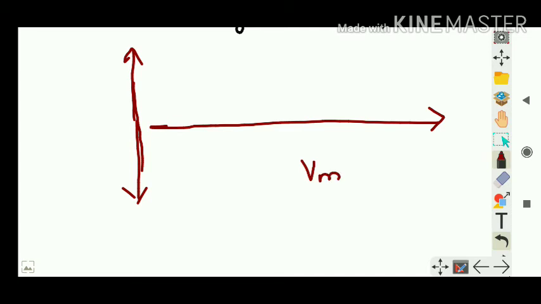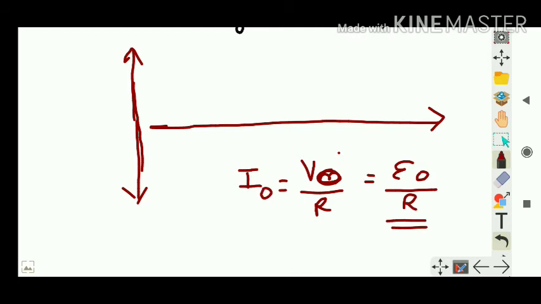Because voltage, if it is divided by resistance, I get current. Or if in place of V, I write E naught, E naught by R is I naught. So current is the ratio of voltage and resistance. So current is always less than EMF. That's why the amplitude of the current will be less when compared to the EMF.